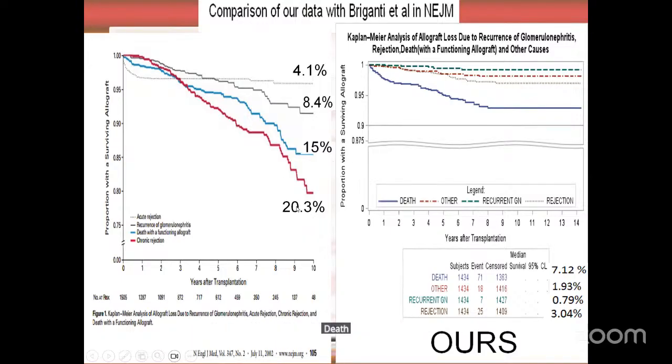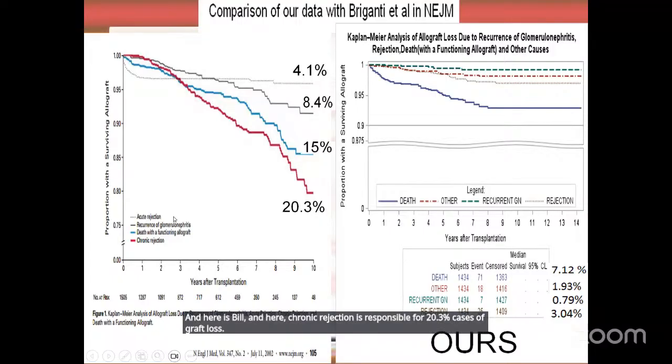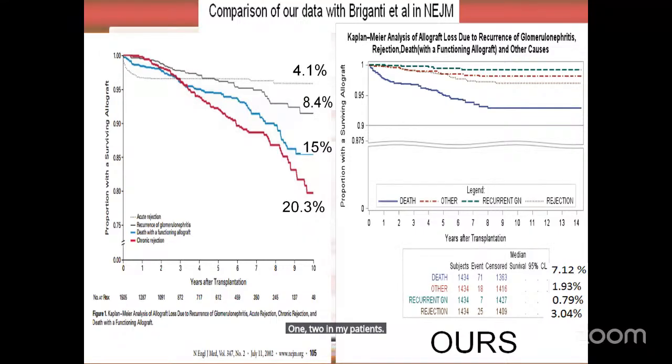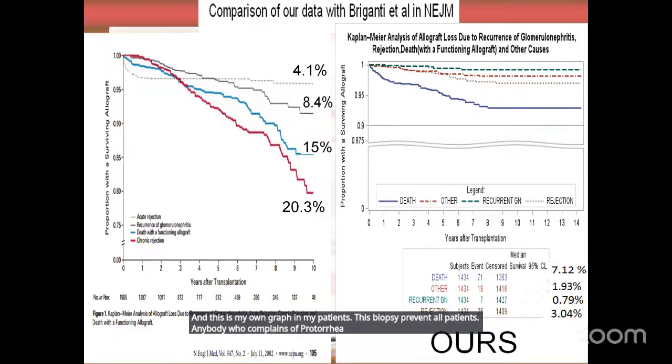Death is the commonest cause. If you look here, graft loss for me, and here as well. And here, chronic rejection is responsible for 20.3% of cases of graft loss. So death with a functioning graft is 15% in that series, and death with a functioning graft is 7.12% in my patients. This is the New England Briganti graph, and this is my own graph in my patients, all biopsy proven. Anybody who complains of proteinuria, nobody refused biopsy. We did biopsy for those patients, and EM was done whenever required.